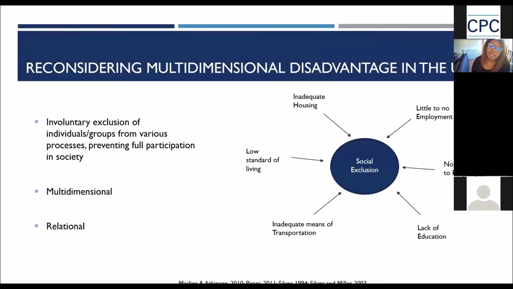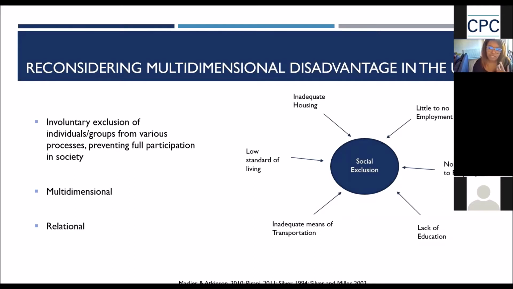So in order to shed light on multidimensional disadvantage and address some of the criticisms of the US measure, I conceptualized disadvantage as social exclusion. As a concept, it's been studied in Europe, but not extensively in the US. Social exclusion is recognized as the involuntary exclusion of individuals and groups from political, economic, and social processes, preventing their full participation in the society in which they live.